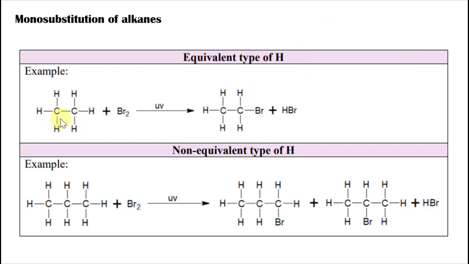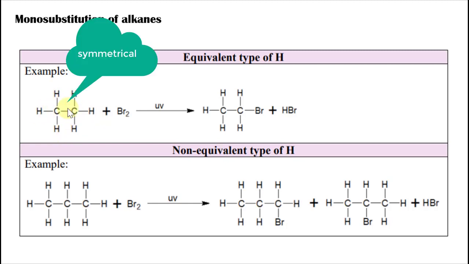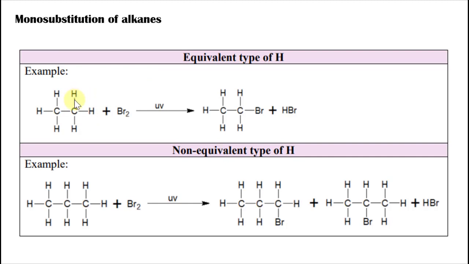For example, in ethane, these two carbons are symmetrical to each other. This is a primary carbon and all the hydrogens here are also primary hydrogens, while this carbon is also a primary carbon and all the hydrogens here are primary hydrogens. Since these two carbons are symmetrical to each other, if we replace one of the hydrogens here with bromine, it will give us bromoethane. If we remove one of the hydrogens from this carbon, it will also give us bromoethane.